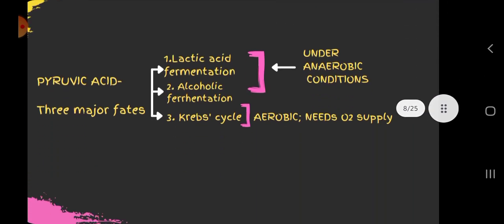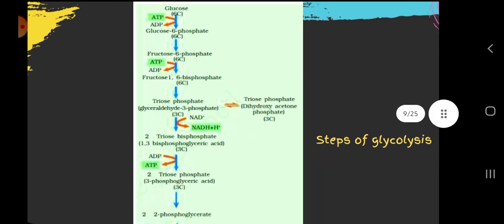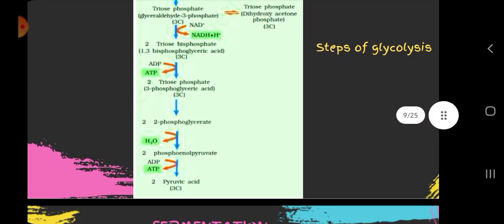Then pyruvic acid has three major fates: Krebs cycle, lactic acid fermentation, and alcoholic fermentation. These are the steps of glycolysis.